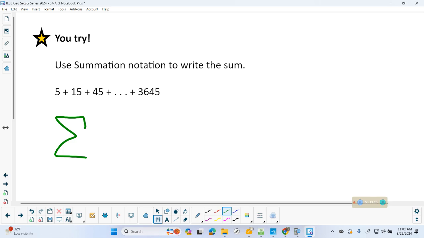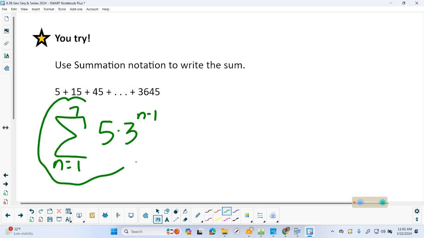Okay, first question, what's our formula? 5 times 3 to the n minus 1, whatever variable you use. First term 5, multiplying by 3. I like it. Started with 1. What term did you figure out 3,645 was? 7. Got it. Any questions on how to find that term on the calculator?